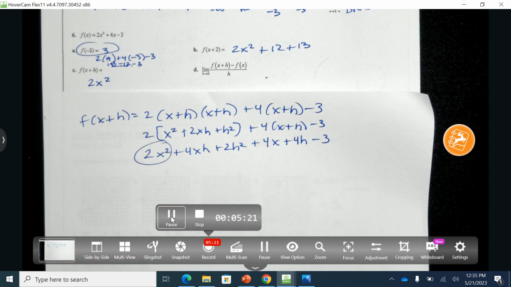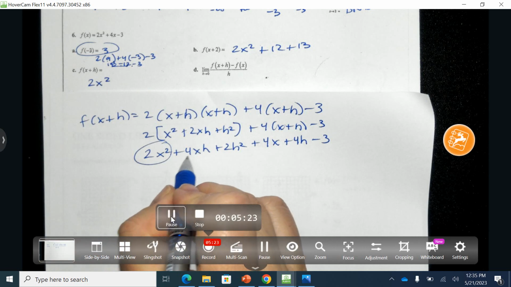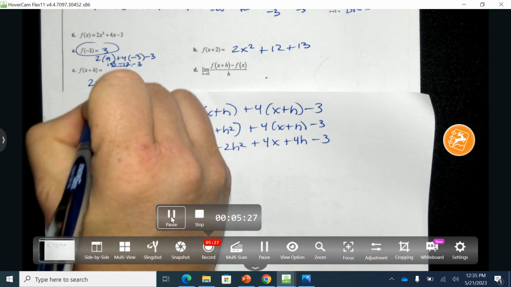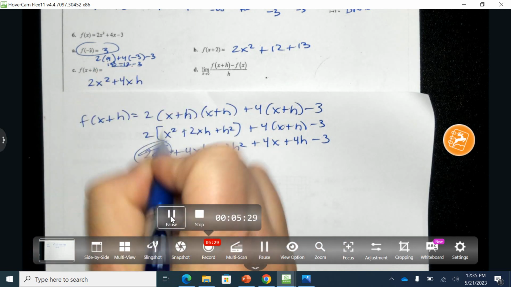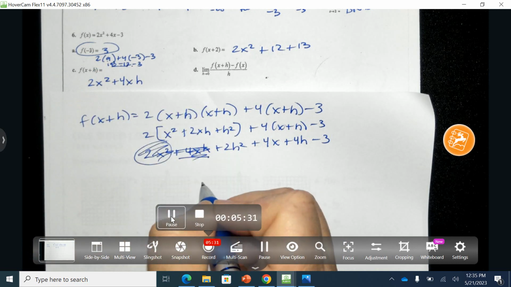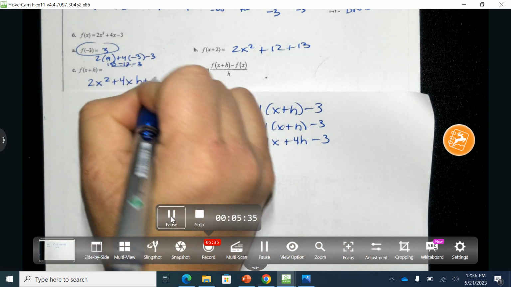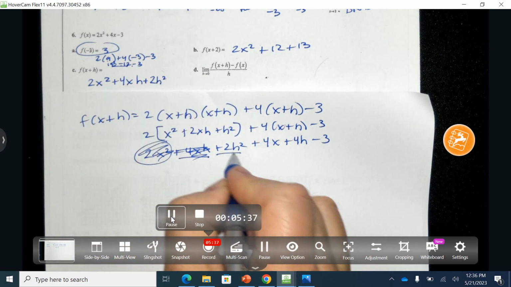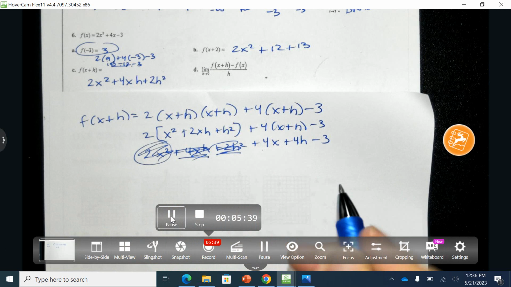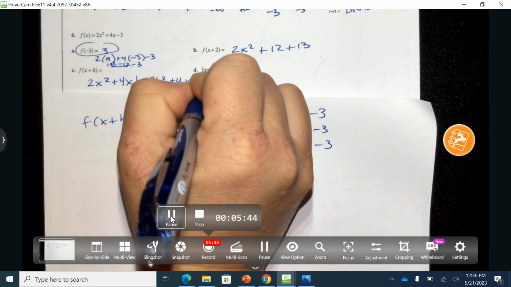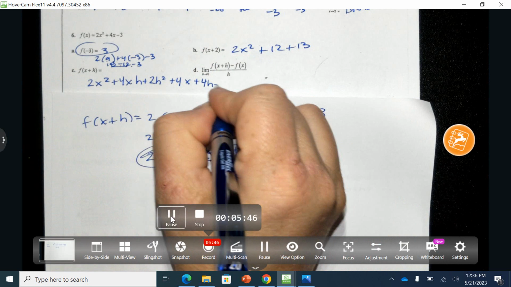Now I'm going to combine the groups that have an xh. So I'm going to cross. There's 4, and there's only one group of xh. So plus 4xh, okay? Next, I'm going to combine the h squared. There's only one group of an h squared, plus 2h squared. And now these can't be combined. They're not like terms, so plus 4x plus 4h minus 3.